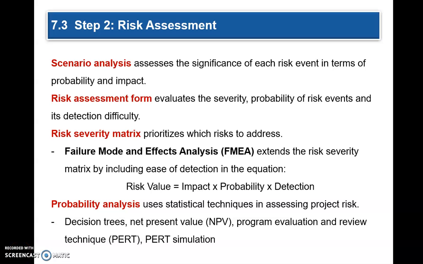In step two, we are going to be assessing the risks. Assessing the risks can be done by various techniques. Scenario analysis is one of them. A risk assessment form is another. A risk severity matrix is the third one. Failure mode and effects analysis is the fourth one. And probability analysis is the fifth one.